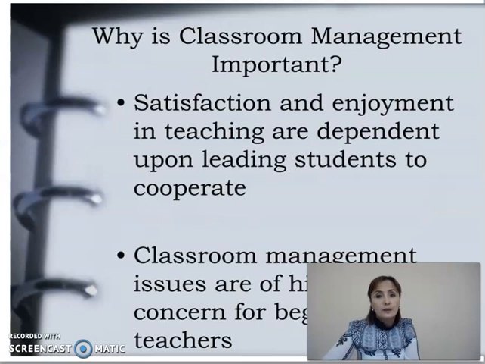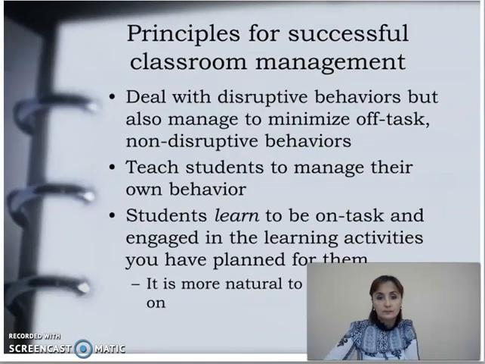Why is classroom management important? Let's speak about this one. Satisfaction and enjoyment in teaching are dependent upon leading students to cooperate. Classroom management issues are of highest concern especially for beginning teachers.